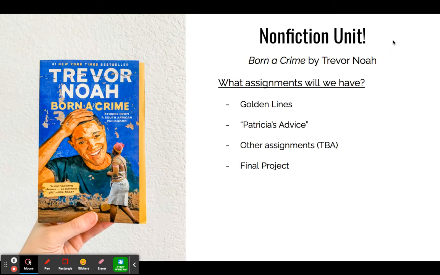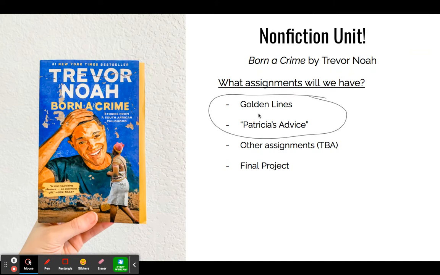Okay, so in terms of assignments, we have a couple. There are two that I'm going to show you that are things that we'll kind of chip away at as we go through the book, and that is golden lines and Patricia's advice. So I'll show you that in a second. There's going to be a few other things that we do week to week that just depend on what week it is. And then we're going to have a final project.